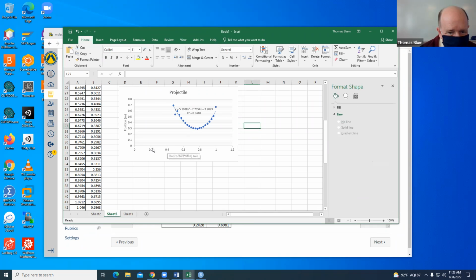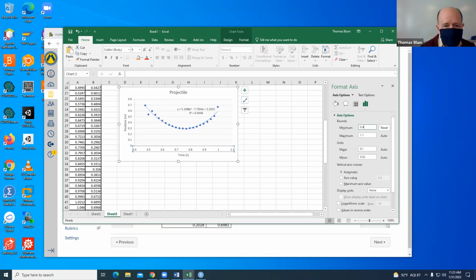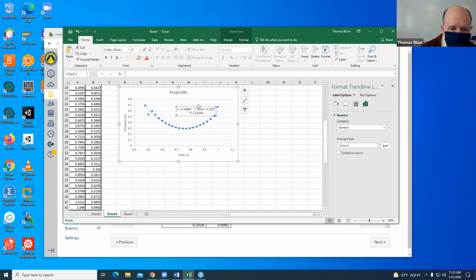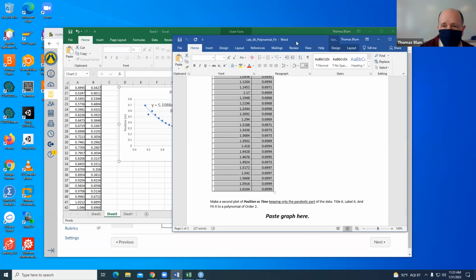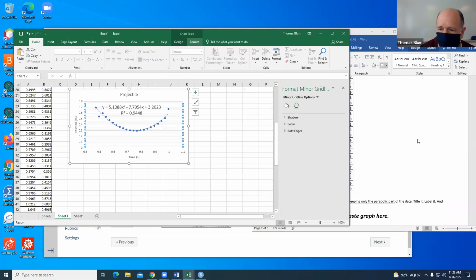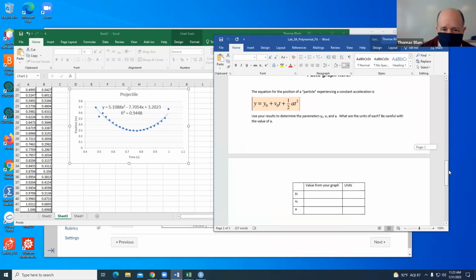And maybe I'm going to format the axis. Maybe I'll start the minimum time at 0.4, to use more of the space. There we go. I have it fit to a polynomial, which is what I wanted. I'm going to increase the font size of my polynomial so I can see it a little bit better. Okay. So there's my polynomial fit from Excel. And then I'm comparing that to this formula.